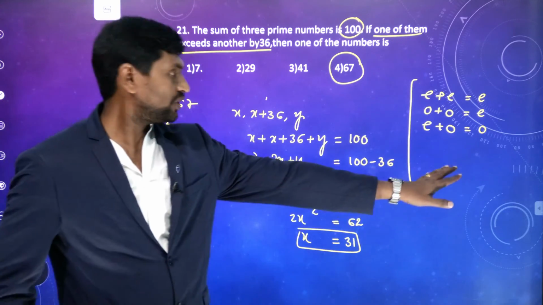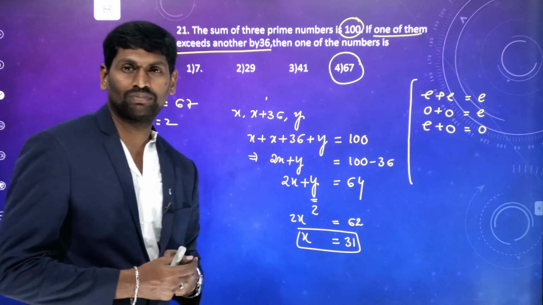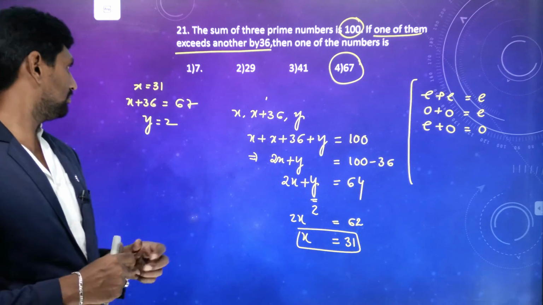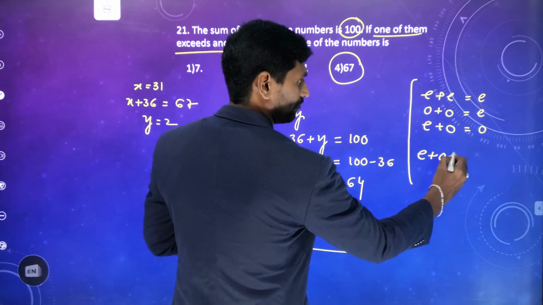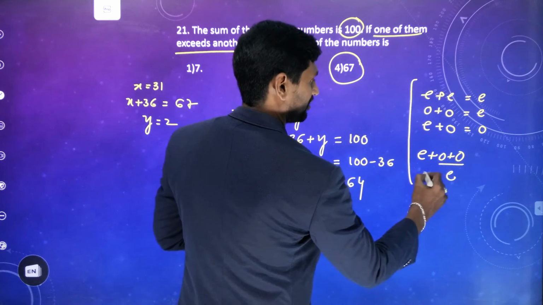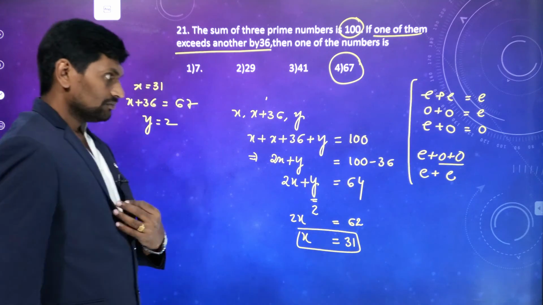This concept, did you understand this concept? Sum of two even numbers. Here we are using the sum of two odd numbers. These two become even and this is also even. Like that.